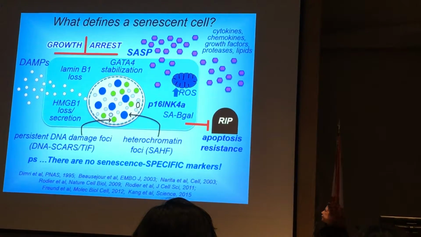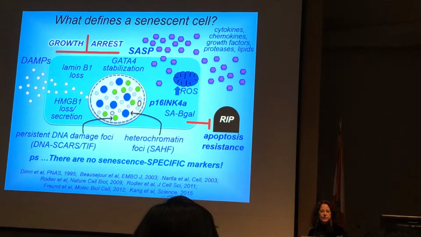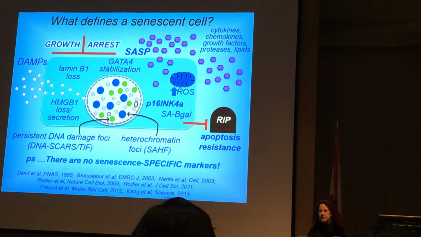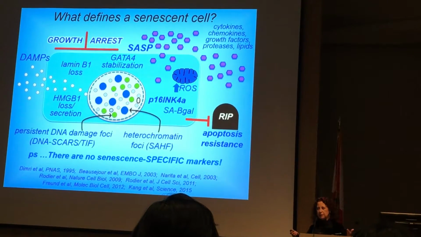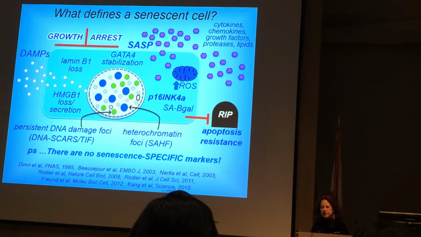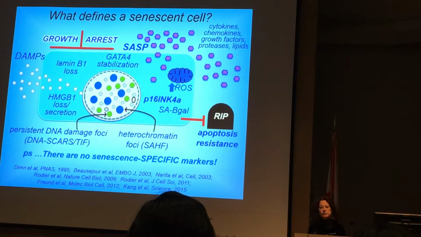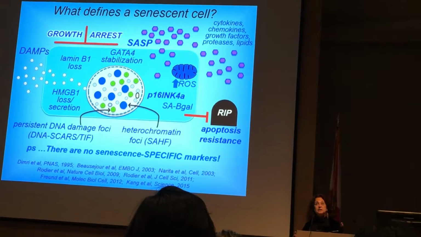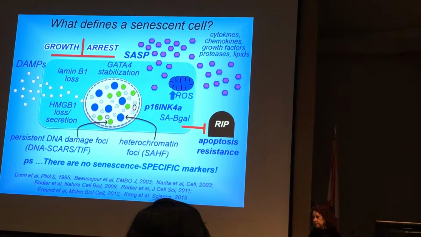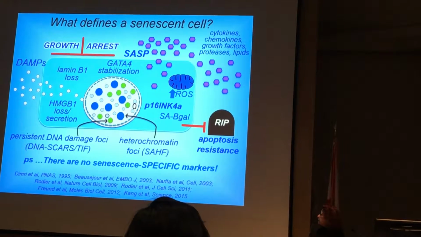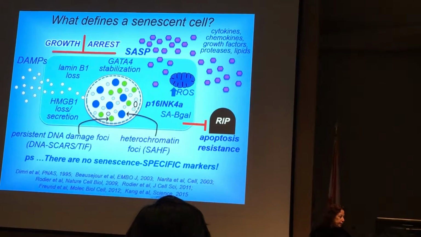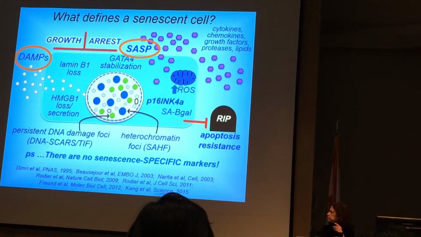So a quick word about senescence markers. Many, many labs have worked on this problem, and over the years there have been lots of markers identified that can identify senescent cells in vivo and in culture. There are no senescence-specific markers of which I am aware, and so we need to use multiple markers. But I want to highlight a few.